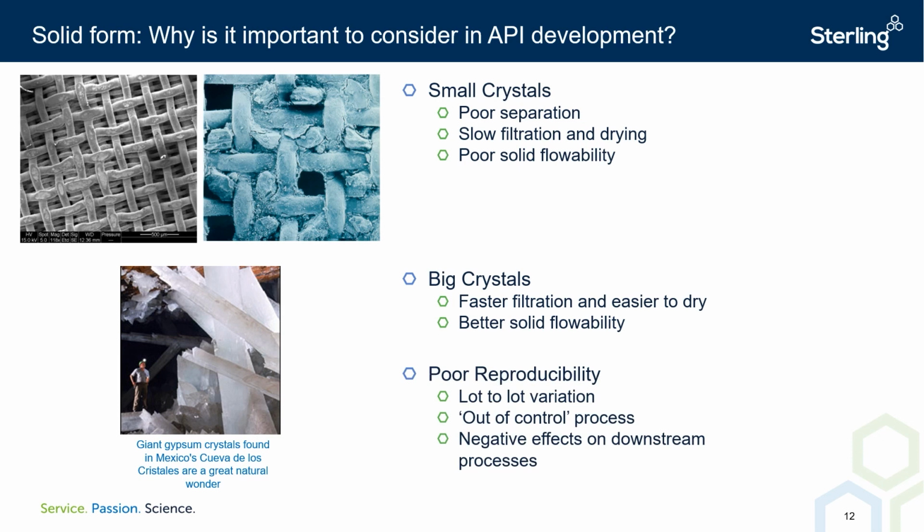A poorly developed crystallization runs the risk of poor reproducibility with lot-to-lot variation as the process is out of control. This can have a negative effect upon downstream processes with potential impact upon the formulated drug product. Effective crystallization development is a combination of understanding both science, that is, the solvent properties, molecular behavior, crystallization process and engineering principles and measurement, which all underpin the control of material attributes.